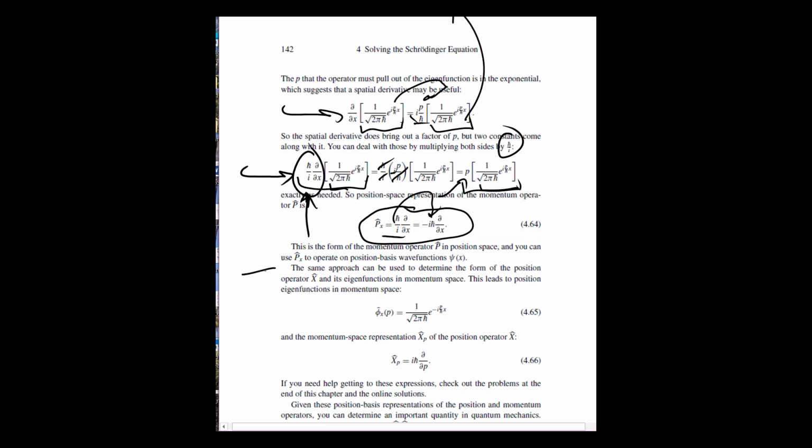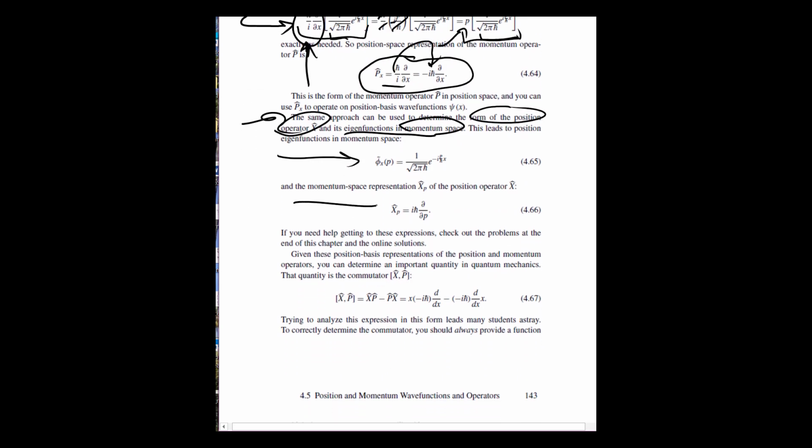By the way, you can use this same approach to determine the form of the position operator x hat and its eigenfunctions in momentum space. You find that those eigenfunctions look like this, and the position operator looks like this. Again, both of these are in momentum space. If you want to see how that works, there's a chapter end problem that deals with this, and the online solutions will show you how that works if you have trouble getting it.